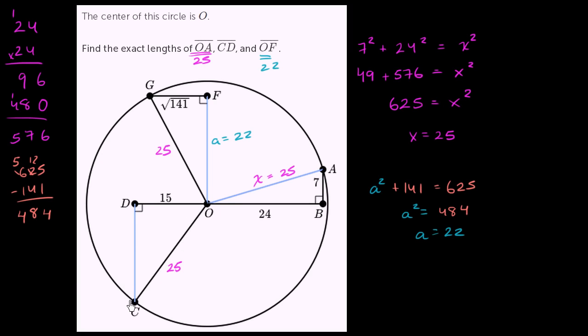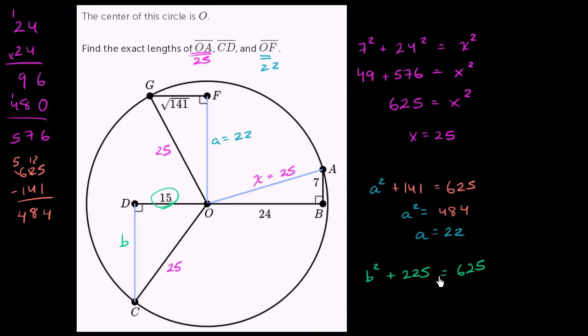Once again, we just apply the Pythagorean theorem. I've already used A, I've already used x, so I'll call this length B. So we see that B squared plus 15 squared, which is 225, is going to be equal to 25 squared. It's going to be equal to 625.